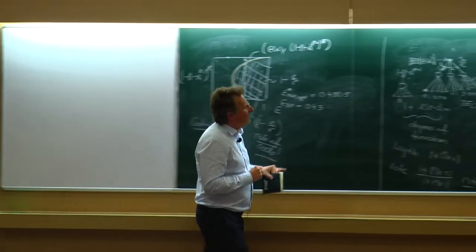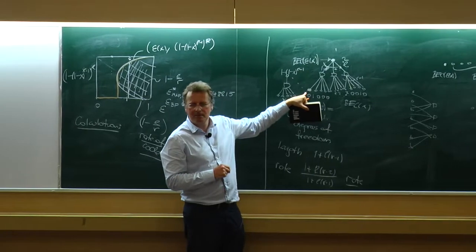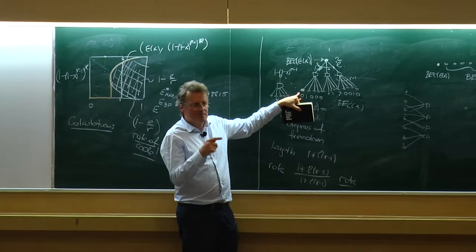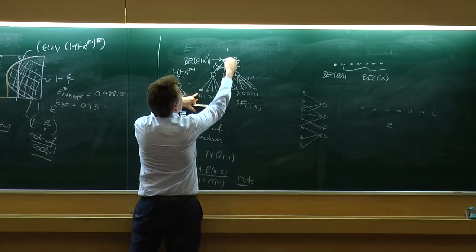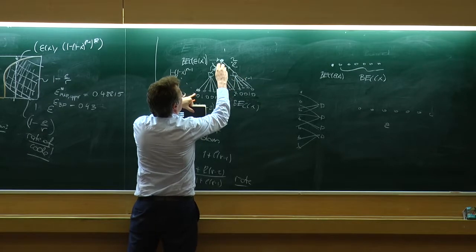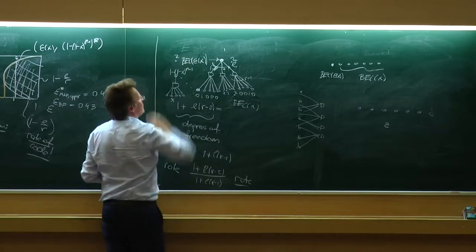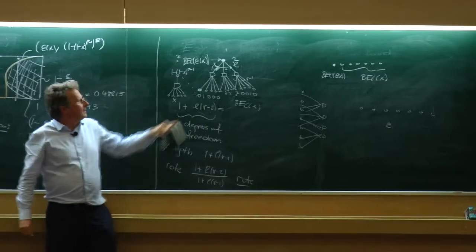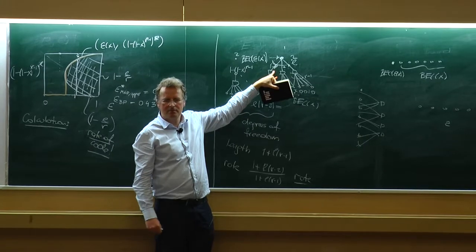Now, how would I decode with the same set of things this bit here? If I wanted to decode this bit here, then I would have to take these messages, pass them up here, then come down. So I have here a question mark, but here I'm allowed to look, and let's assume this is also erased, this is also a question mark. Then what would be the message that I sent down now?